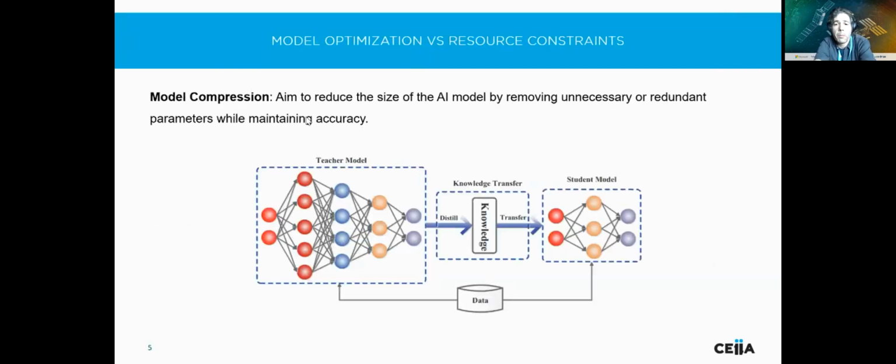Now, explaining the model optimization techniques in more detail, the model compression aims to reduce the size of the AI model by removing unnecessary parameters while maintaining the accuracy. One of the most popular approaches is the use of deep neural networks model distillation, which involves a smaller compact model, the student model, to mimic the behavior and the predictions of a larger, more complex model. So the teacher model. The student model can then replace the teacher model while consuming fewer resources.